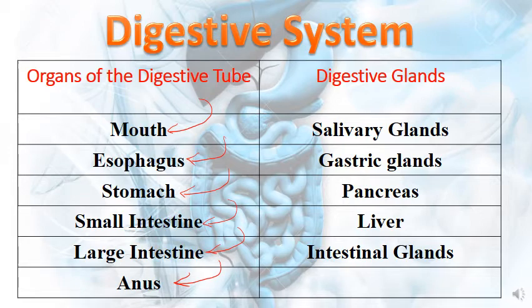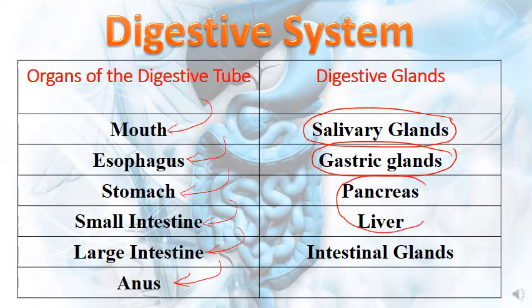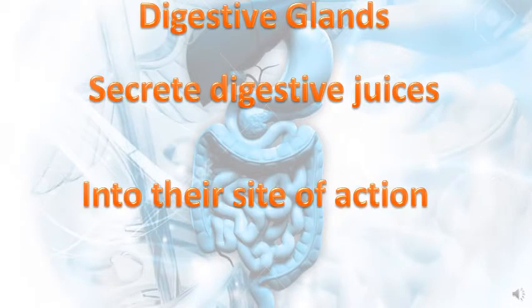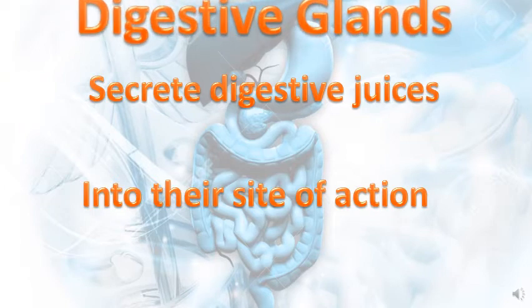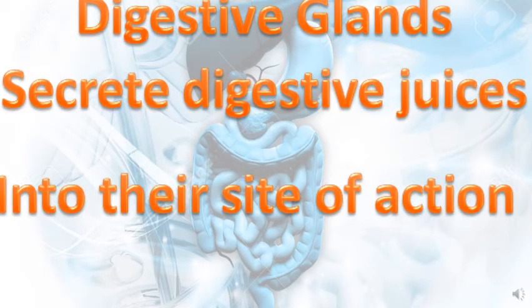Whereas we have different digestive glands. We have salivary glands that are found in the mouth, gastric glands in the stomach, the liver and pancreas, which are at the small intestine level, and finally the intestinal glands. So let's start. What is the role of these glands? Digestive glands secrete digestive juices into their site of action, meaning that they secrete juices into the place where they work. Let's move on to know more.